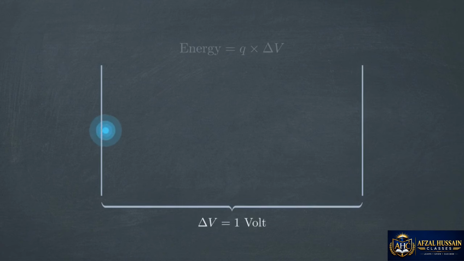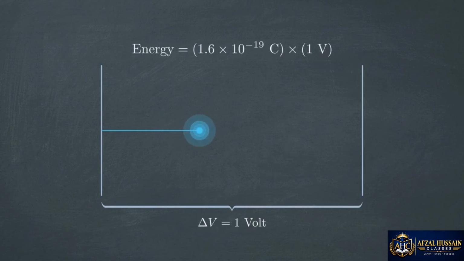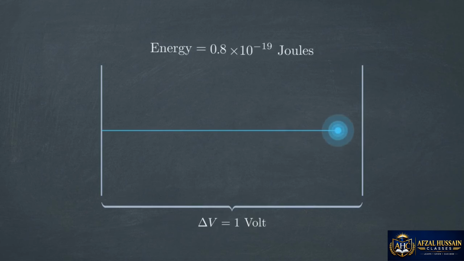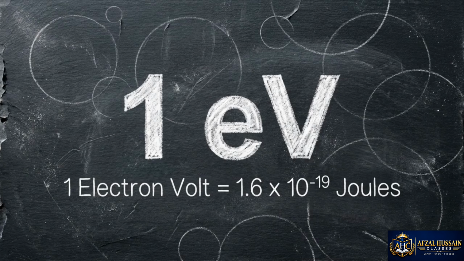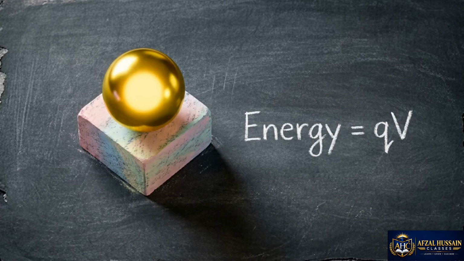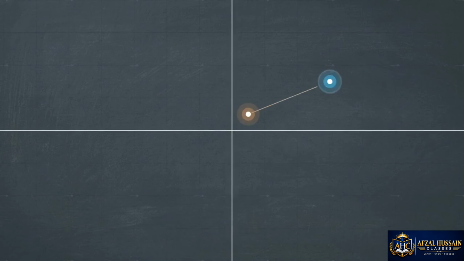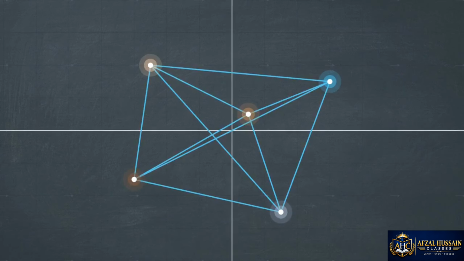To see the scale of this energy, consider an electron. If an electron is accelerated across a potential difference of exactly 1 volt, it gains 1.6 times 10 to the negative 19 joules. This specific quantity is defined as 1 electron volt, or 1 eV, which is the standard energy unit in atomic and particle physics. While the energy of a single charge is a simple product of charge and local potential, a multi-charge system requires us to calculate the compounding work of assembly.